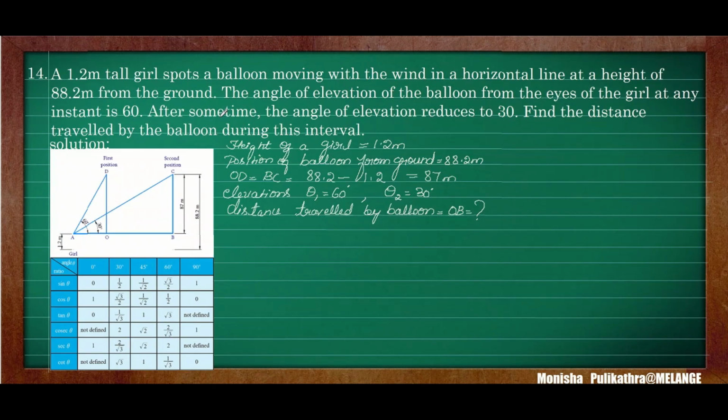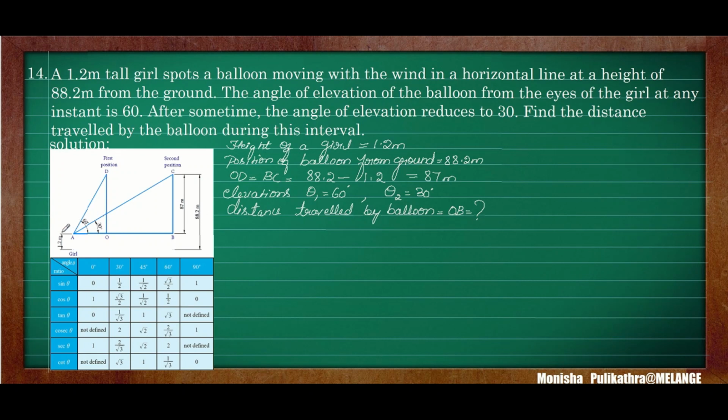So moving on to the 14th question. The 14th question is: a 1.2 meter tall girl spots a balloon moving with the wind in a horizontal line. So this is the height of the girl, 1.2 meter. She is standing on the ground and her height is 1.2 meter, and from the ground she spots a balloon. This is considered as the ground, and from this ground the height of the balloon is 88.2 meter.